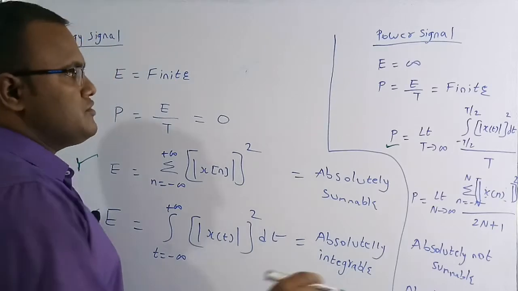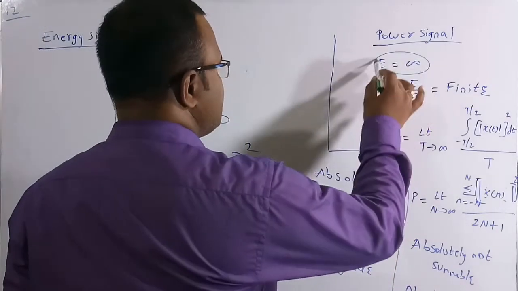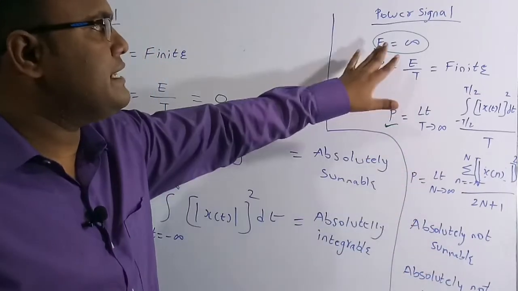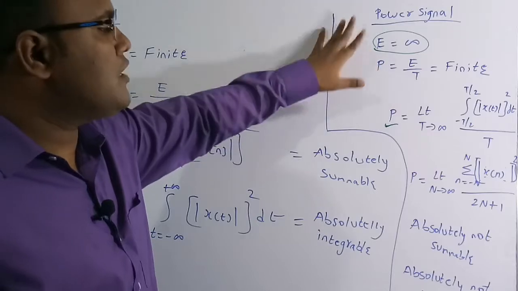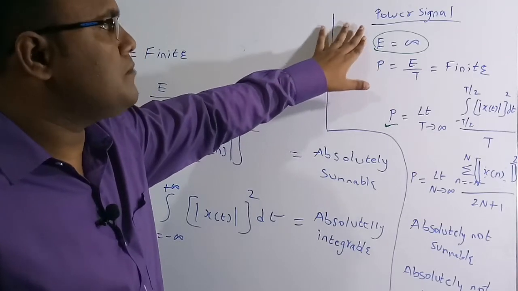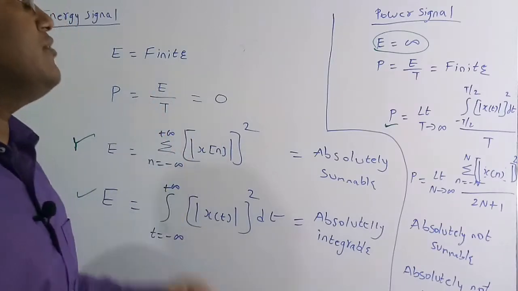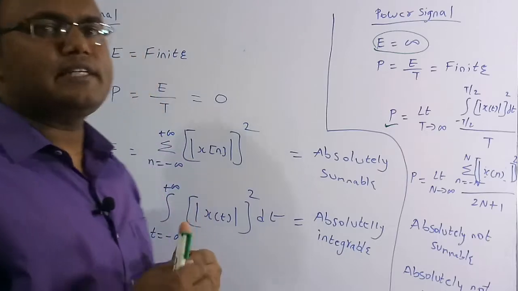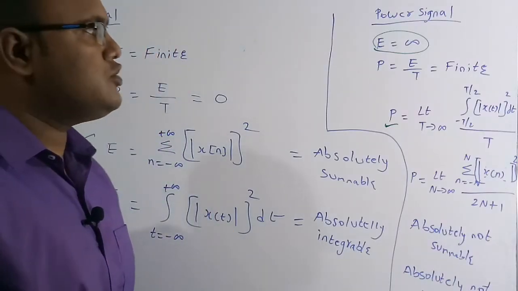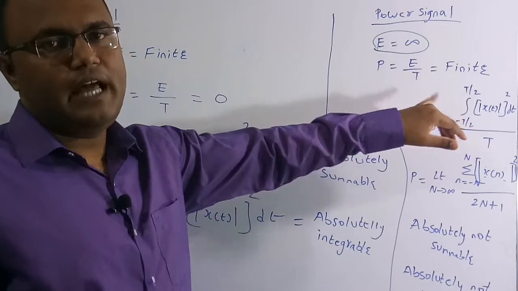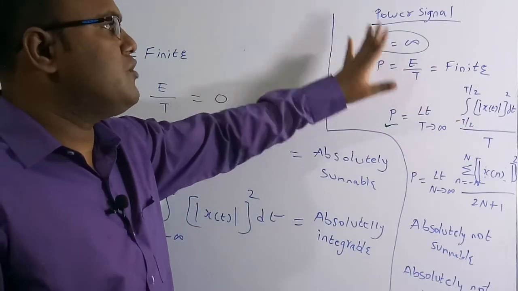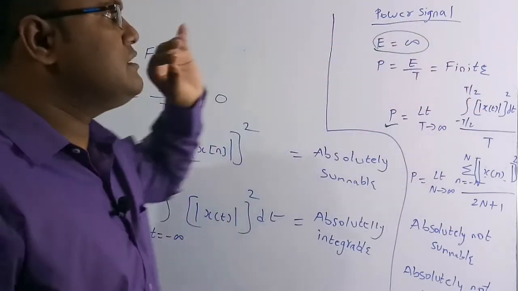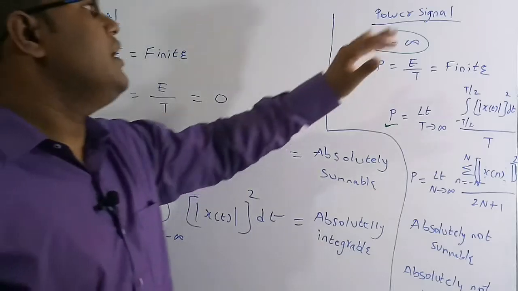Now if you see carefully, the energy is infinite means these are not absolutely summable and also not absolutely integrable. So finally, these are the signals which have energy equal to infinite for all time from minus infinity to plus infinity, and the power is a finite value, and we can easily say that these signals are absolutely not summable and absolutely not integrable because the energy is infinite. So this is the pure definition of energy signals and also power signals.